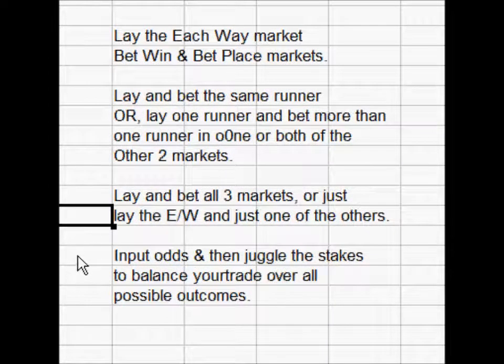Input your odds for your runner or runners and then juggle the stakes a little bit using the yellow cells to balance your trade at the bottom of the sheet over the four possible outcomes. Okay, let's look at the sheet.